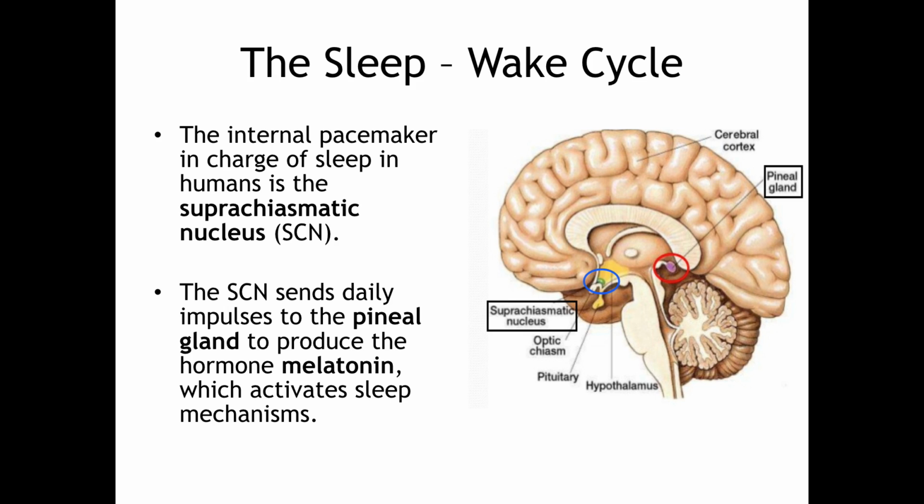So the SCN, what it does is it sends daily impulses up from this little bit here, up to something called the pineal gland. So what it tells the pineal gland to do is produce a hormone that we call melatonin. Now melatonin, like we've looked at in the Nature of Sleep videos, is realistically the sleep chemical. That's the stuff that tells you when you're sleepy. It's also the stuff that tells you when you're about to wake up again. So as the SCN is telling the pineal gland to produce melatonin, that's what's telling you to go to sleep. That's what's activating your sleep mechanisms.